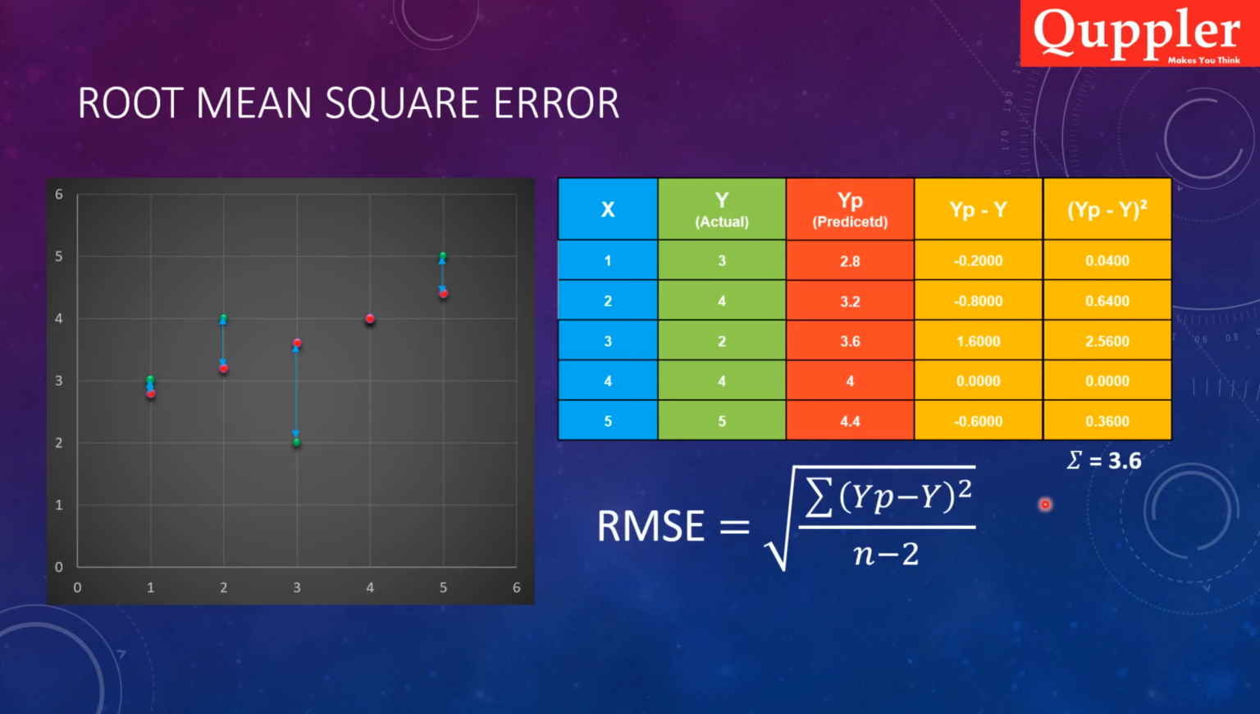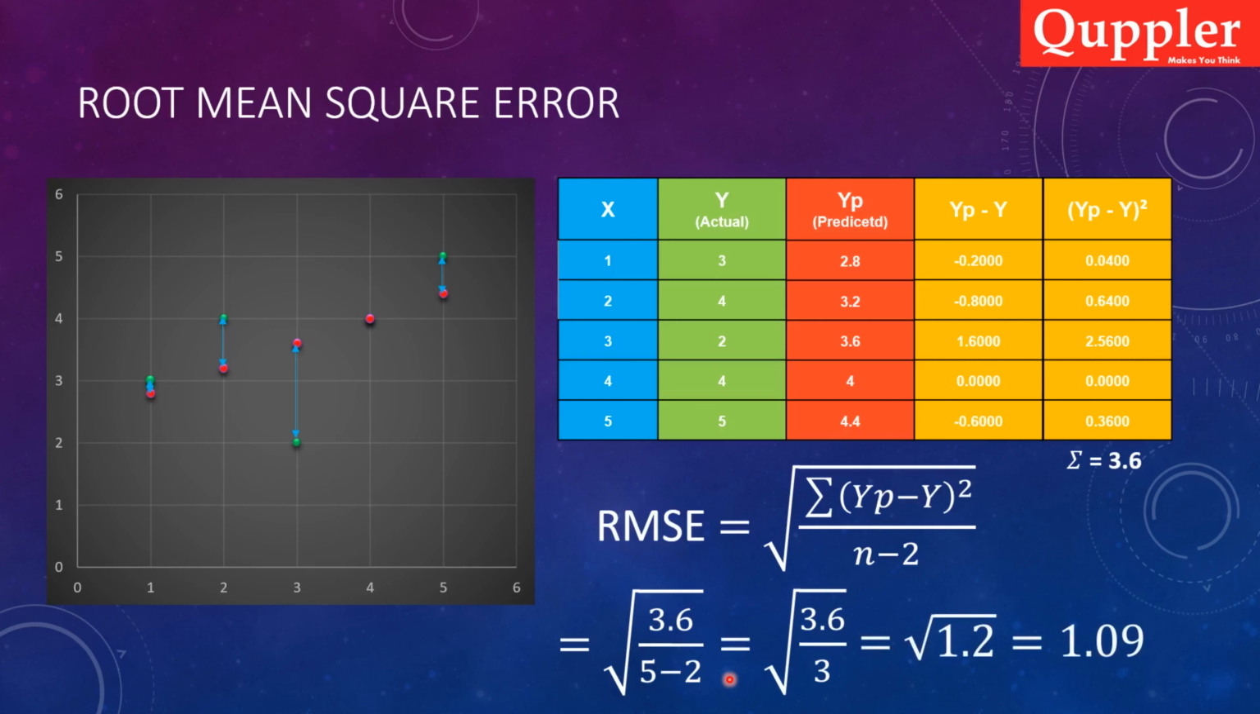Now we put that value in the formula to calculate the actual root. That would be under root 3.6 by 5 minus 2, where 5 is the number of data points. For example, in this case I have only 5 data points: 1, 2, 3, 4, 5. So 5 minus 2 would be 3. This gives root over 1.2, that would be 1.09. So we got the root mean square error as 1.09. This way we calculate the root mean square error, and it's a very simple formula mathematically.